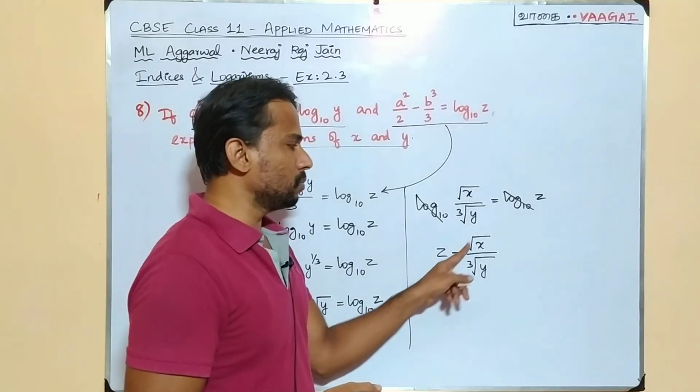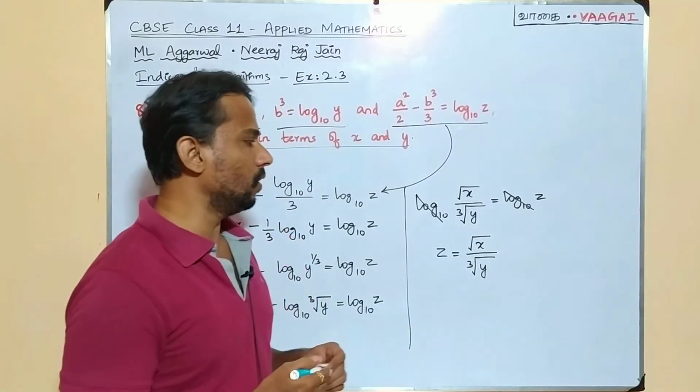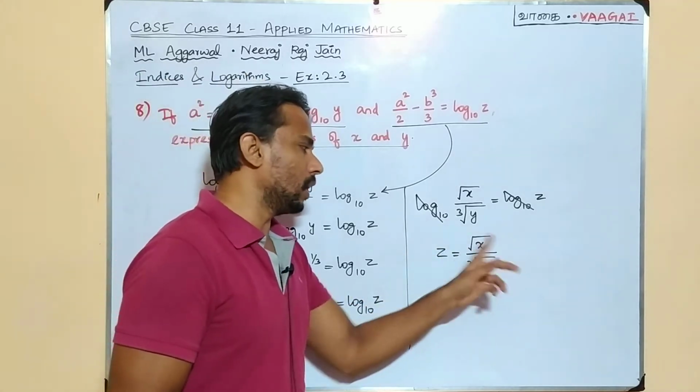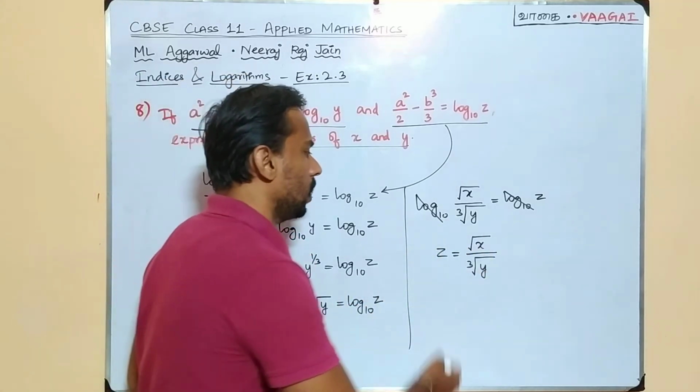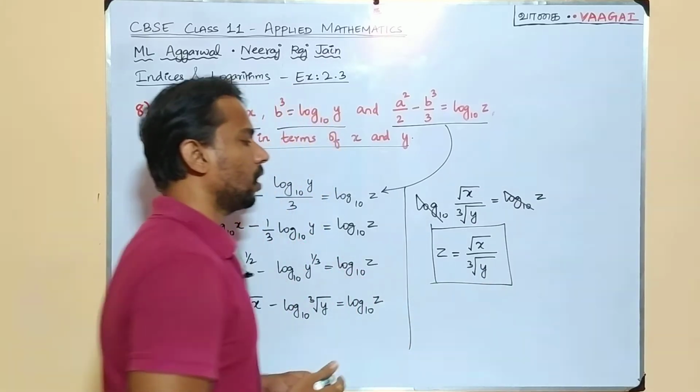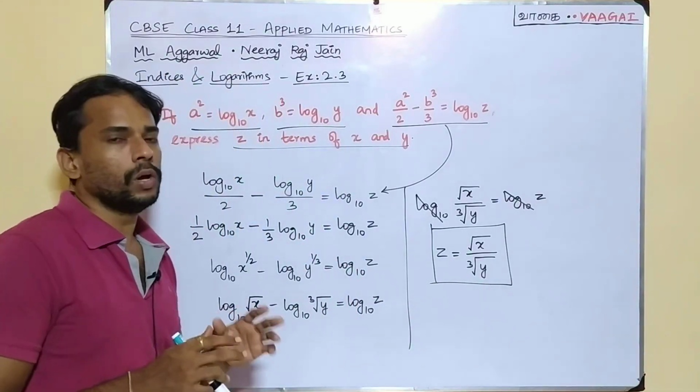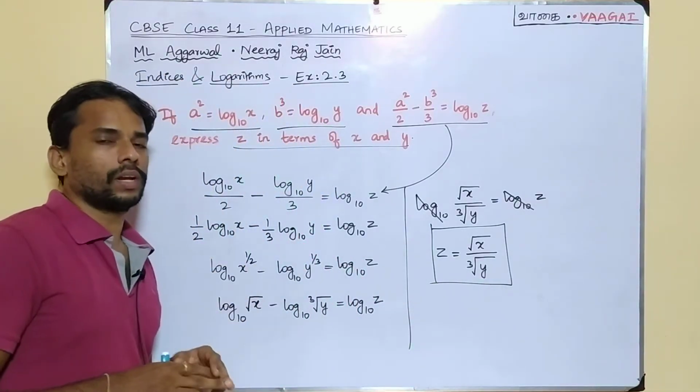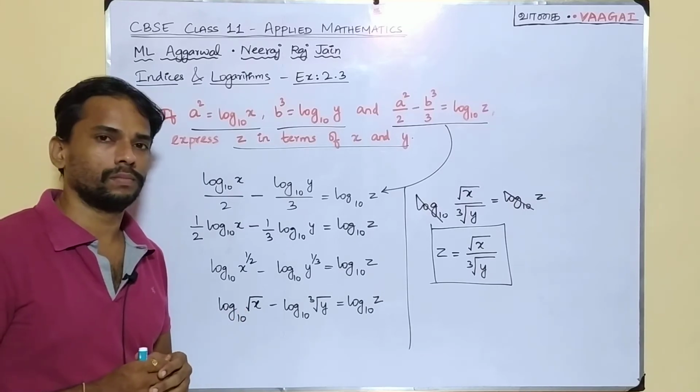Z in terms of x and y. So what is z now? Z is equal to square root of x divided by cube root of y. That's it. Simple. Okay, done. So this is going to be the answer for our question number 8, and I hope you're able to understand this also. Fine. We'll move on to the next question.